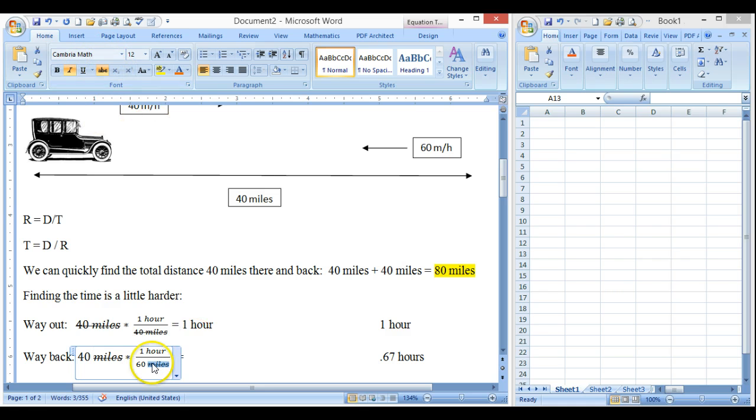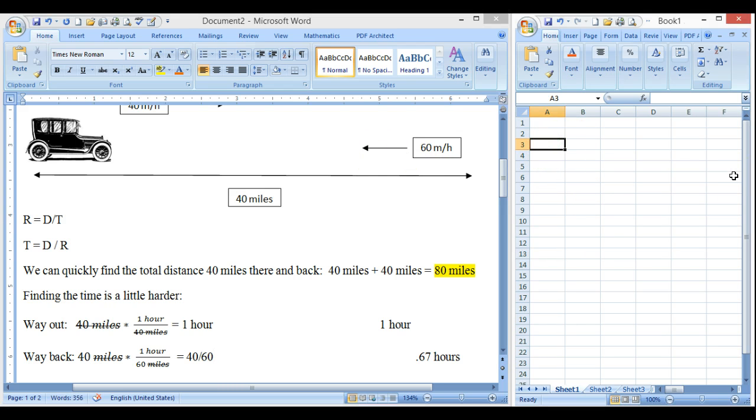But now I have 40 times 1, which is 40, over 60. So I need to calculate 40 divided by 60. Now the reason I broke my screen up like this is I brought Excel over here and I can just use it like a calculator.